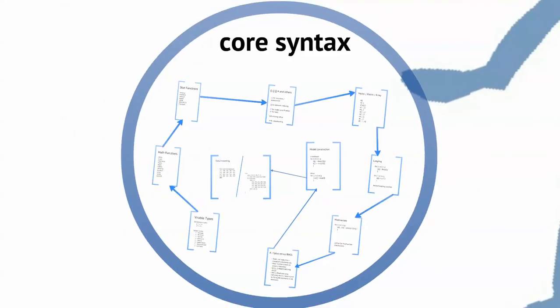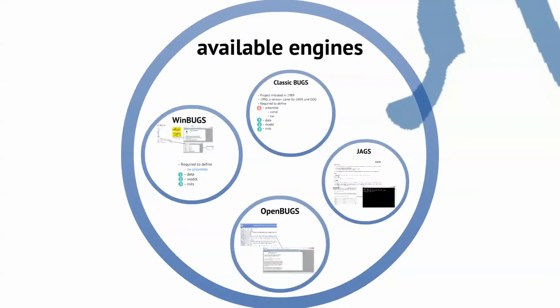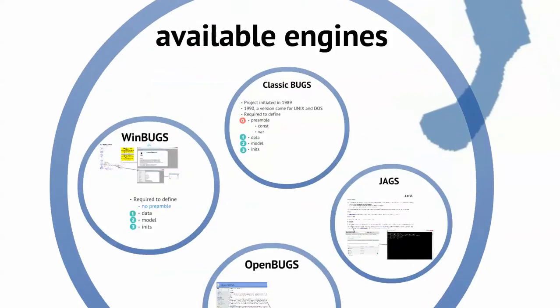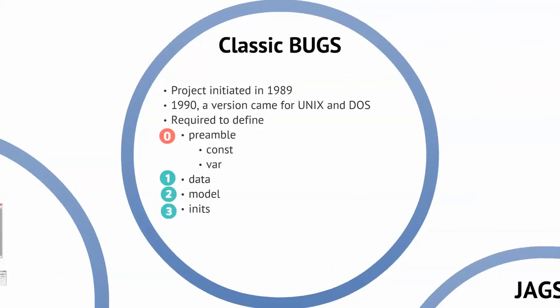So we just talked about the core syntax. Now we'll move to the next section. It's called available engines. The first engine was developed in 1990, and the project initiated in 89, and it required us to define a couple of things. For example, it required us to define preamble, define the constant and the variables. Then it required us to define data model and initial values.